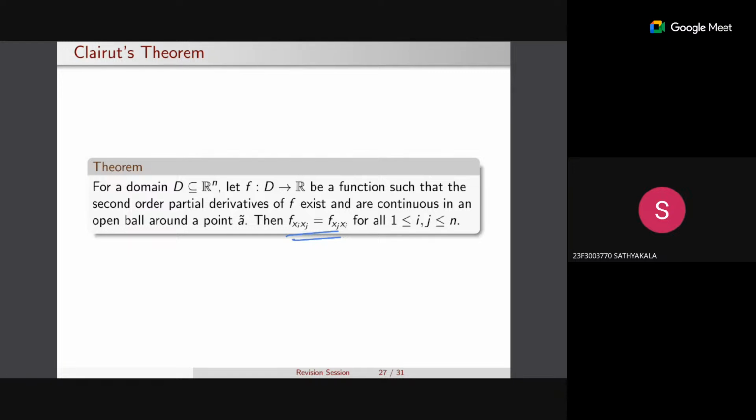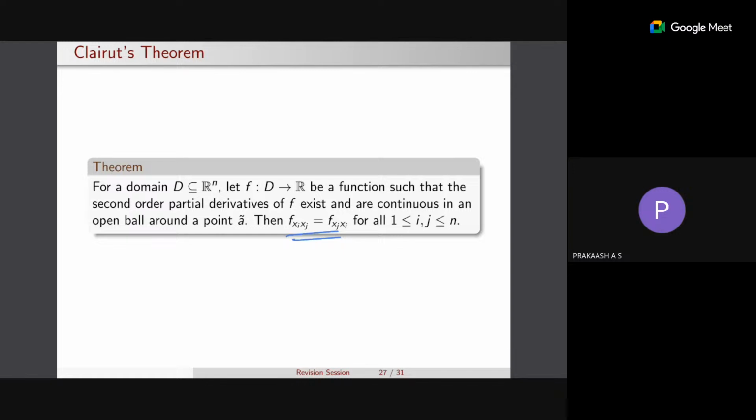Yeah, is there a doubt? Sir, the mixed partial derivatives are equal if this condition is satisfied? Yes. Second order partial derivatives of f must exist and must be continuous. Then the mixed partial derivatives are equal. For second order only, or third order, fourth order?